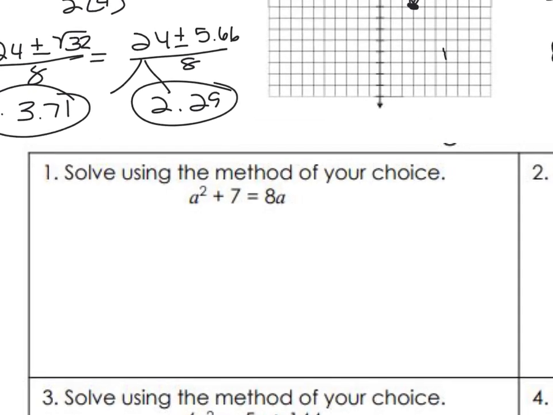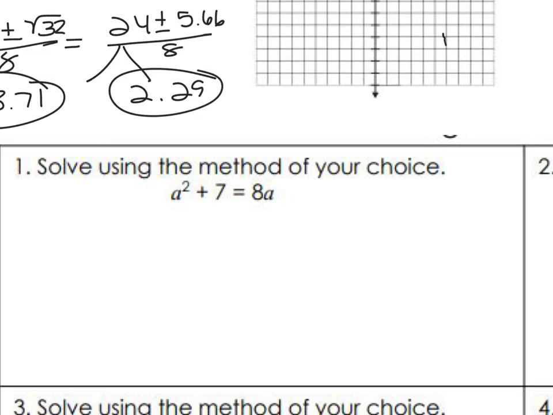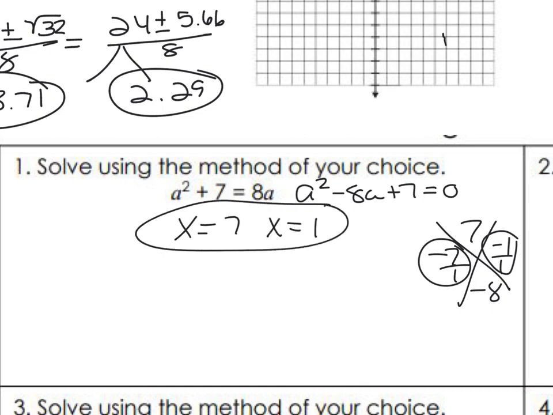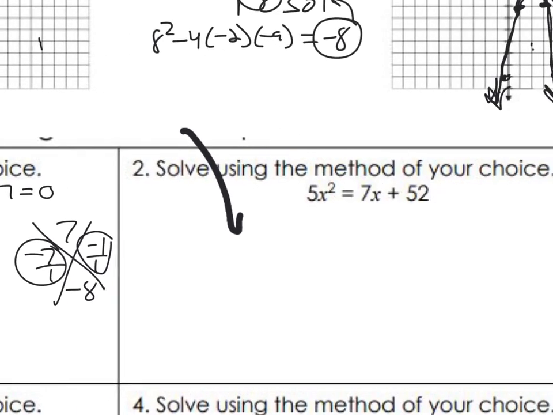It says use the method of your choice. So if I put this in standard form, x squared minus 8x plus 7 equals 0. Okay, I can factor this because factors of 7 that add up to negative 8. So negative 7, negative 1. So x equals, remember it's the opposite when you're getting your solution. So x equals 7 and x equals 1. Okay, number 2.